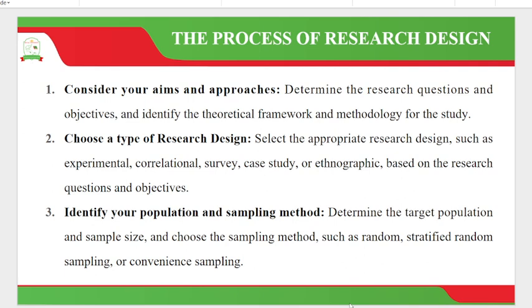The third step is identifying the population and sampling method. What is your targeted population? Yesterday I talked about that. Are you targeting neonates? Those are from birth to 28 days of age. Are you targeting children 0 to 5 years? Are you targeting adolescents 10 to 20 years? Are you targeting teenagers? Are you targeting mothers of childbearing age?